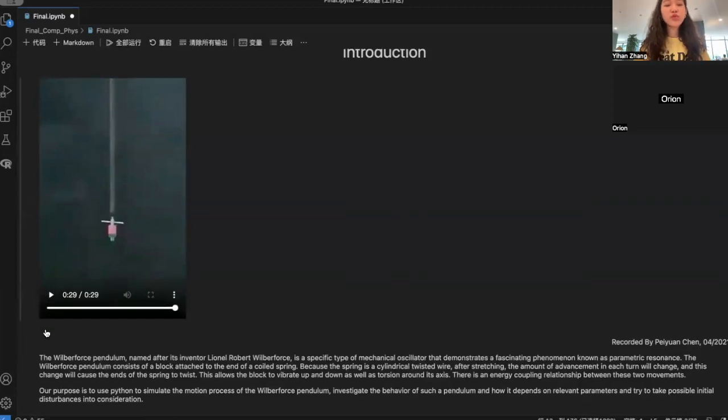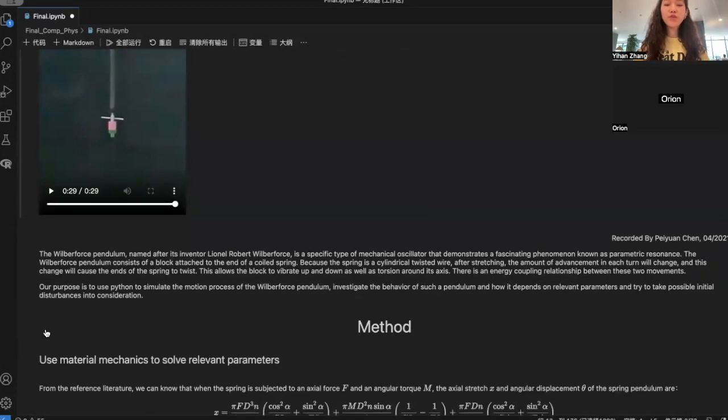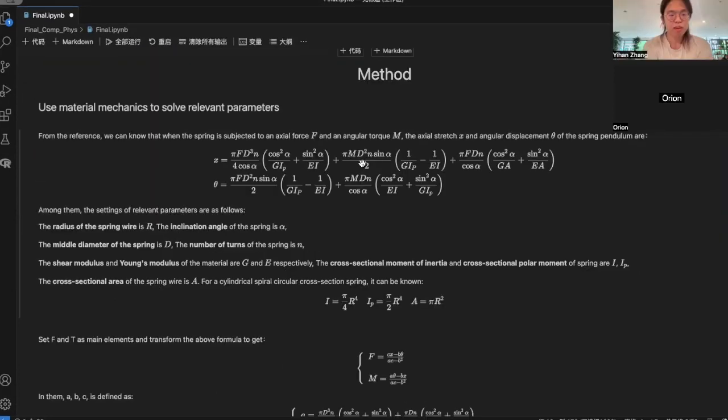In our project, we'll try to simulate the behavior of the Wilberforce pendulum and investigate how different parameters will affect the motion of the system.